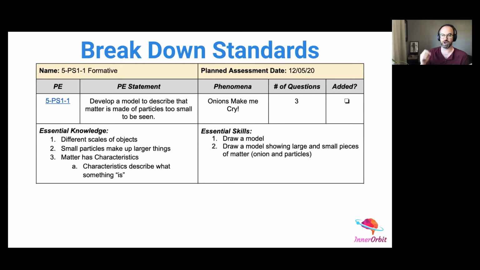Students need to have drawn a model before. So, draw me an image showing something, and that's important. Draw arrows on the model. How does a desk work? What are the parts of a desk? Can you draw that?